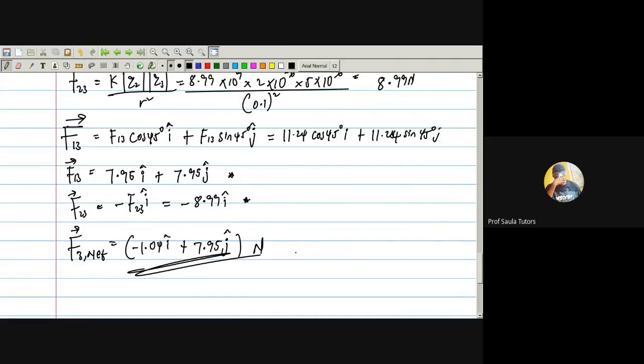But if they ask you to find the magnitude, how do we find it? It's easy. To find the magnitude, you just say F3, the magnitude, is the square root of minus 1.04 squared plus 7.95 squared altogether. We'll get the magnitude. But how do we get the direction? That's where everything will twist, because people always make mistakes.